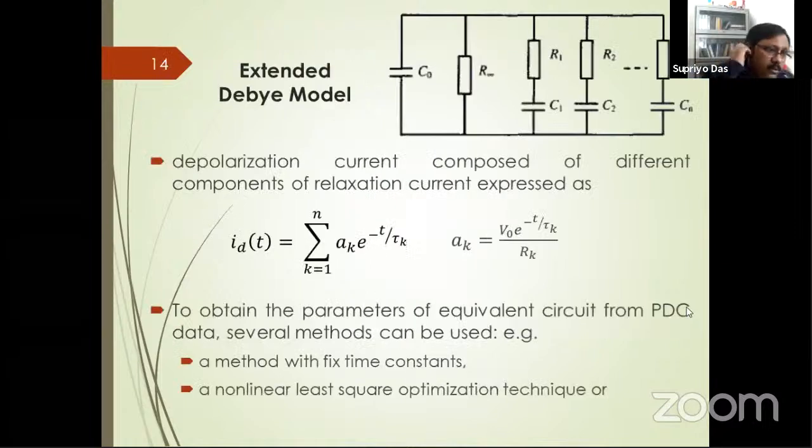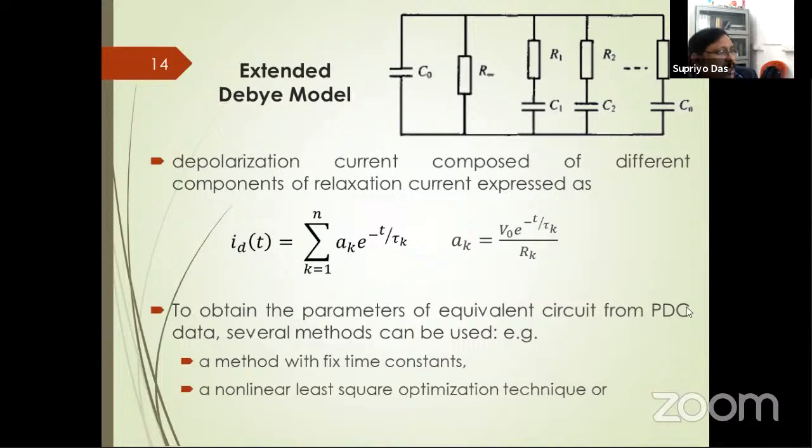Another way to analyze the depolarization current is the extended Debye model. Actually, these are mathematical analyses. We take the depolarization current and try to fit it in an RC model, where we will get time constants, with RC parallel branches, as I have shown here: R1 C1, R2 C2 to Rn Cn. Each of these branches represents different characteristics of this polarization or depolarization.